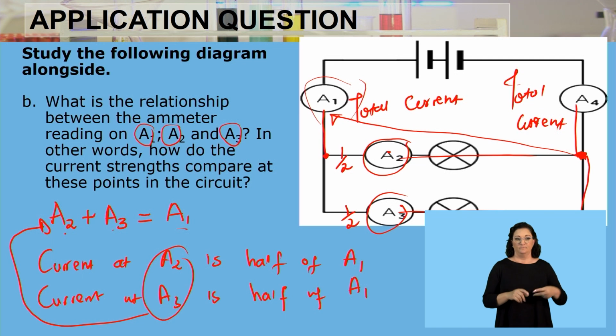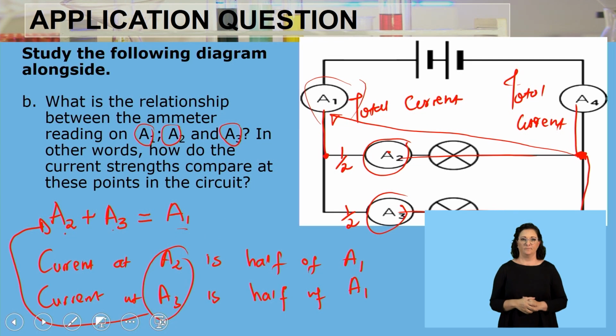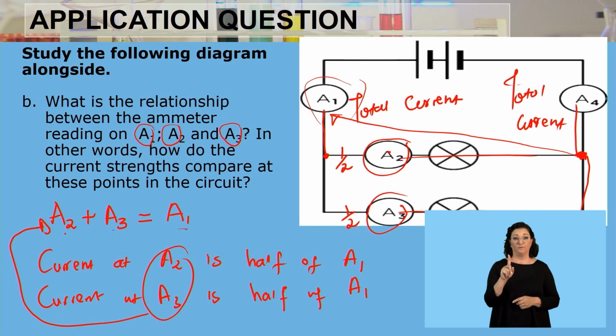So the current strength at A2 is half that at A1. The current strength at A3 is half that of A1. But once we add A2 and A3, we are going to get A1. And we also know that the current at A1 is equal to the current at A4, because that is the total current. You must also remember that this is only true if these two light bulbs are identical in terms of their resistance.